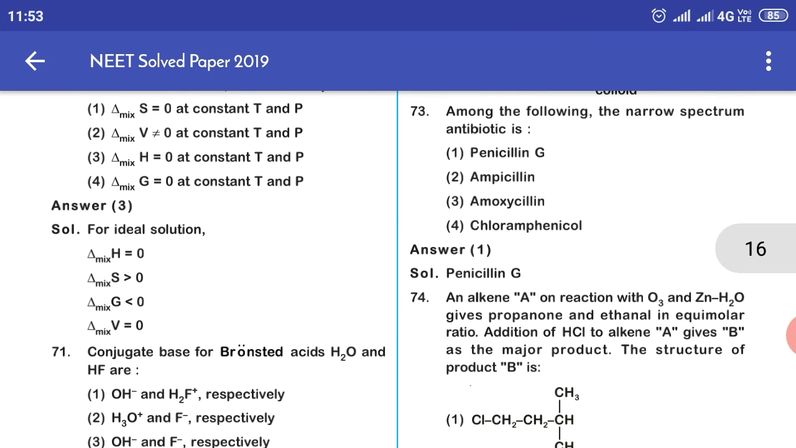For an ideal solution, option 3. For an ideal solution we know del H mix equals 0, del V mix equals 0, del S mix is greater than 0 and del G mix is less than 0.